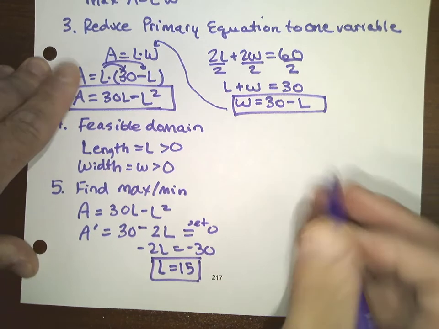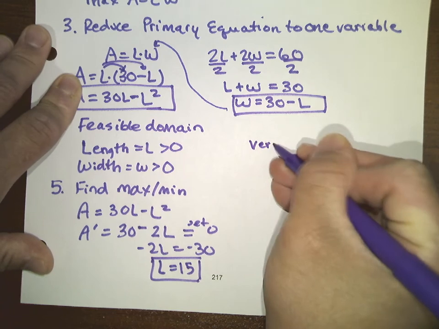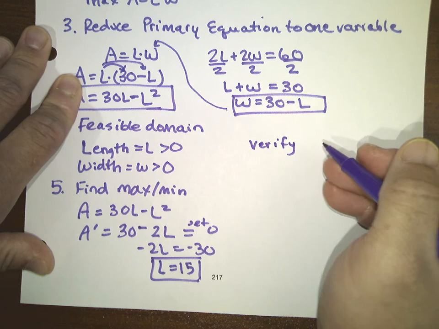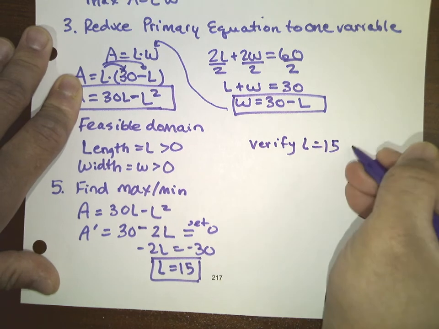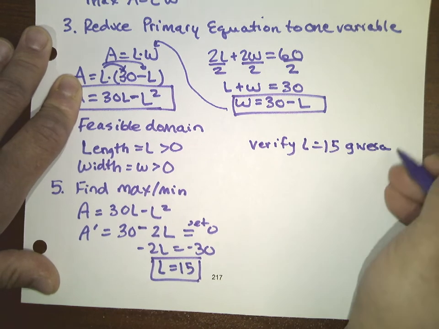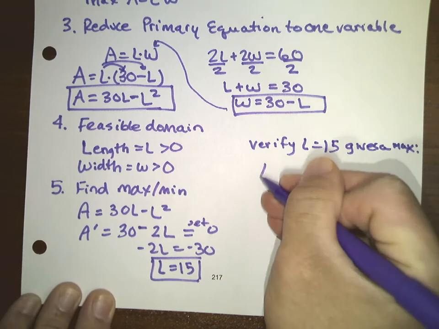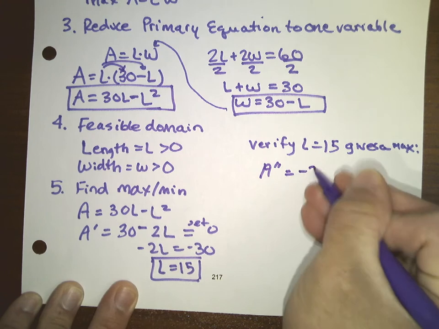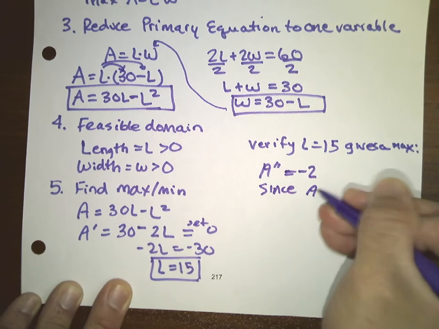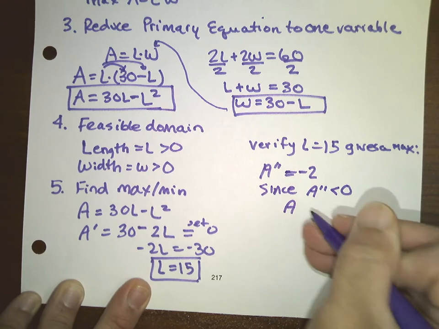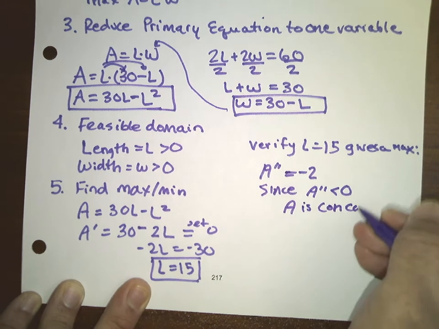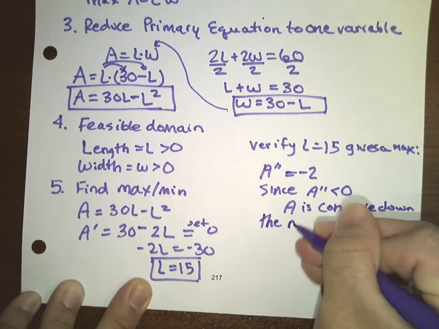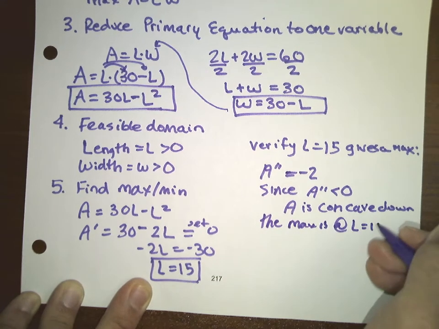And then we should go ahead and verify that this should indeed be the L value that gives the maximum area, right? So verify that L equals 15 gives a maximum. And so you do that by finding the second derivative. So that would be, in this case, negative 2. And then since the A double prime was less than 0, that means that A is concave down, which means that therefore the maximum is at L equals 15.